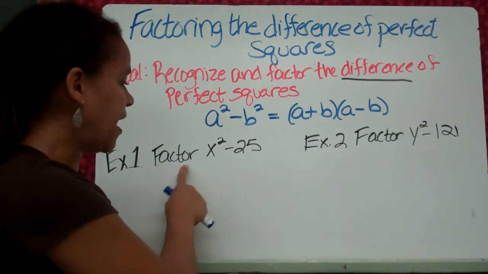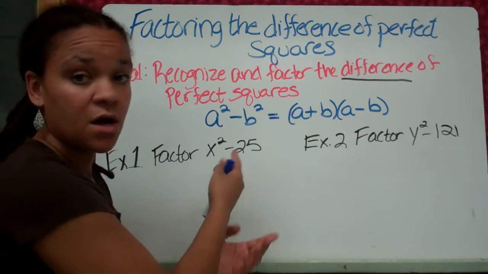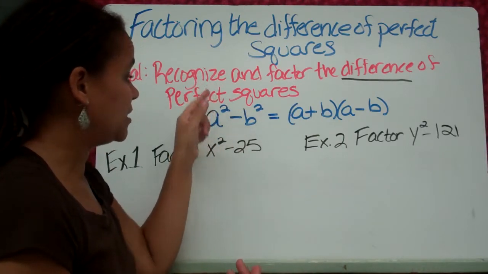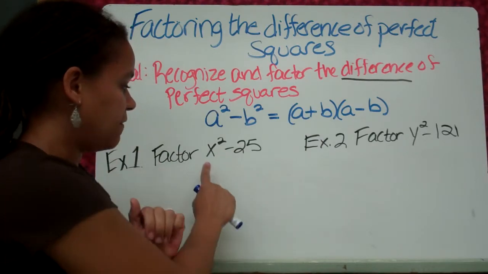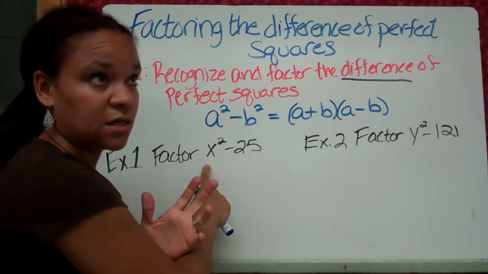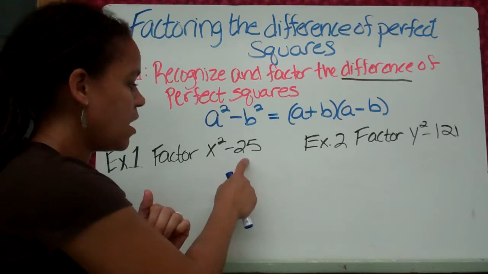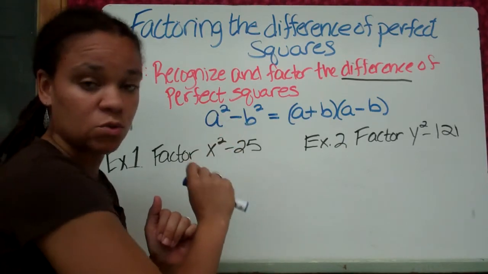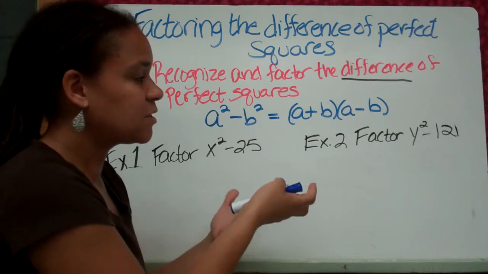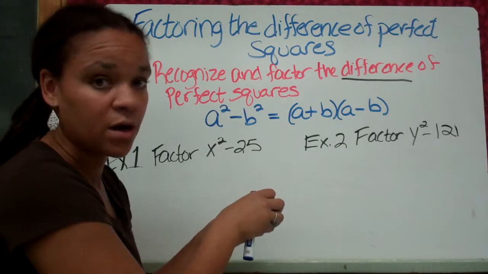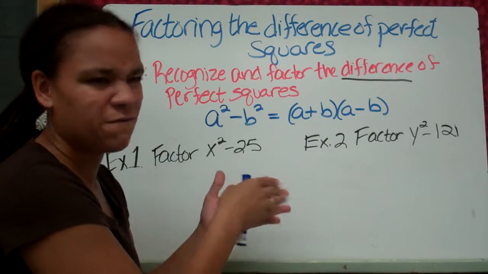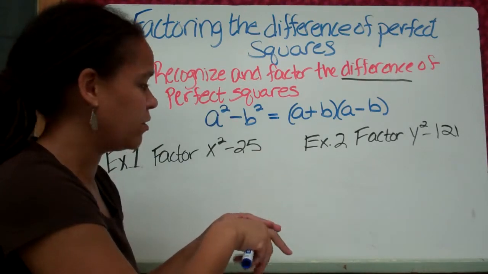Example 1, factor x squared minus 25. Notice first we want to recognize it's a difference, it has a subtraction. There's only two terms, and the first one's a perfect square, so I could take x times x and get x squared. And 25 is a perfect square because the square root of 25 is 5. A perfect square just means if you take the square root, you'll end up with a single number, or a single variable, no fractions, no decimals, anything weird like that.